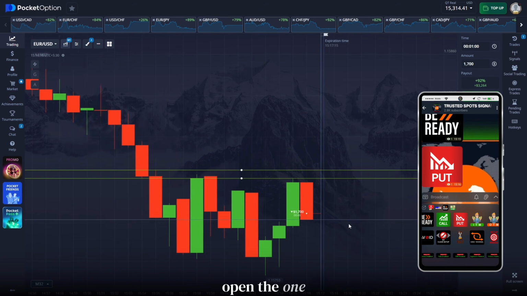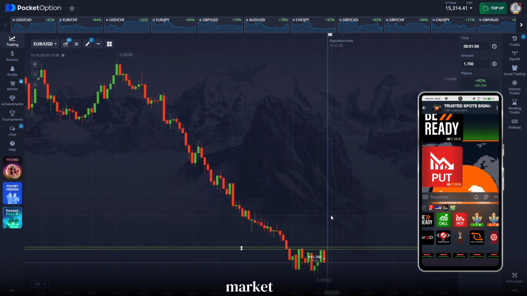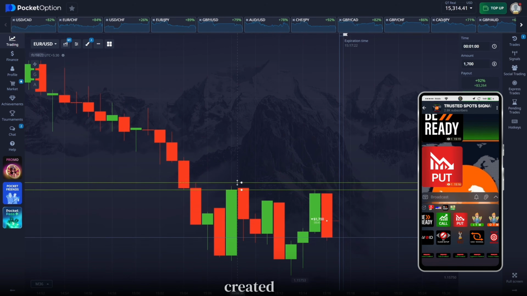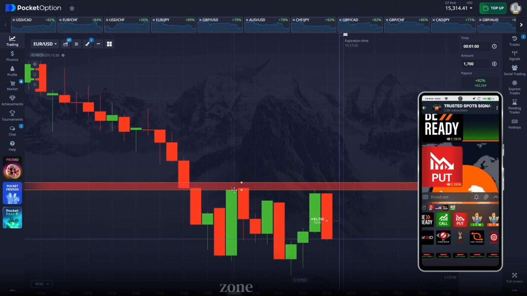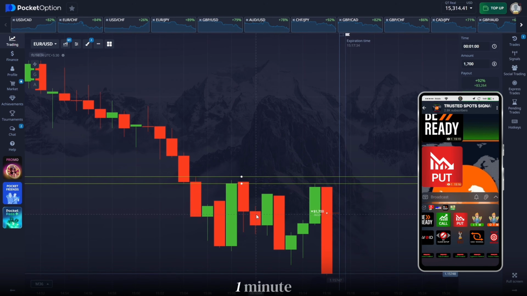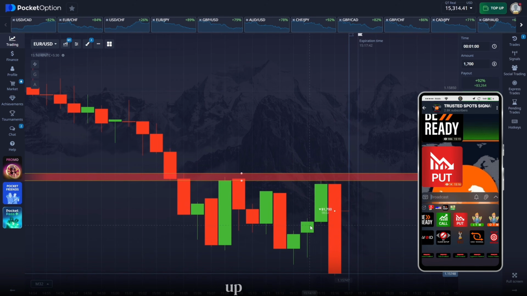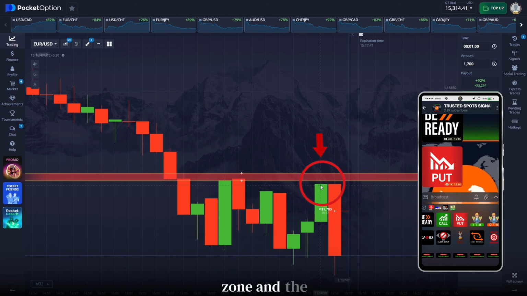So let's open the 1 minute chart. As I told you, this is a smooth falling market and price recently created this resistance zone and we can use it for a reversal trade. The strategy is simple. I wanted to use the reversal trading strategy in which we wait for the 1 minute candle to close. In this case, as you can see, this was the resistance, price goes up to retest the same zone.